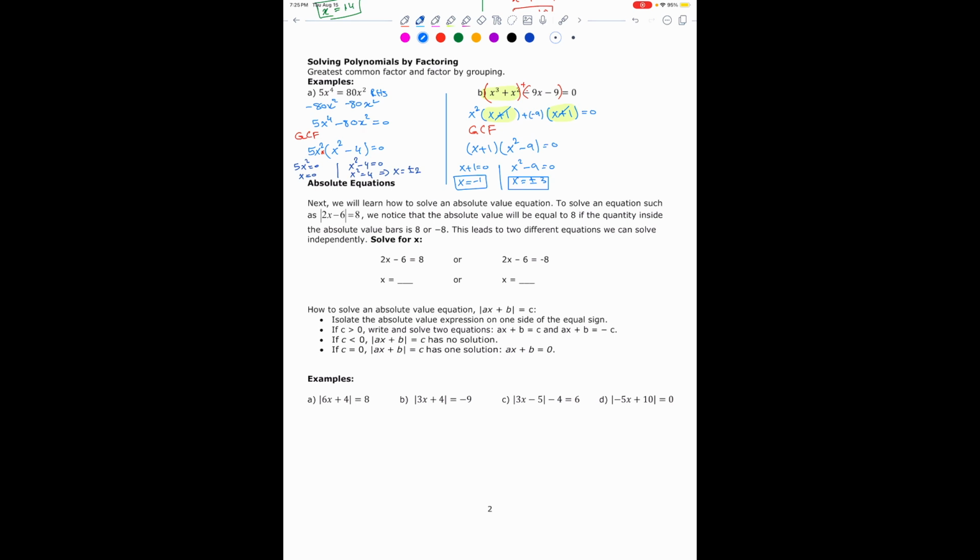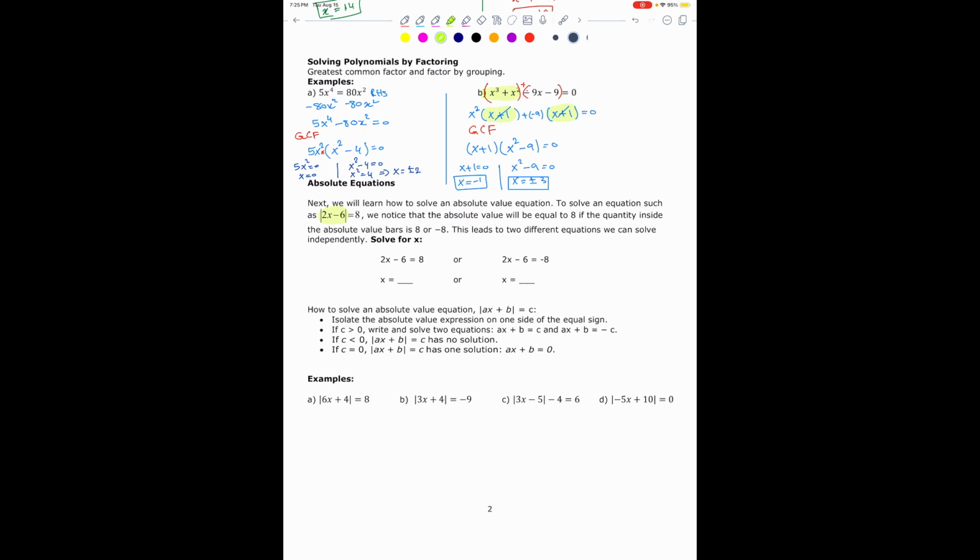To solve an equation such as the absolute value of 2x minus 6 equals 8, we notice that the absolute value will be equal to 8 if the quantity inside of the absolute value bars is either 8 or negative 8. Because we know the absolute value removes the negative sign. So that unknown quantity could be equal to 8 or negative 8. That's why this is going to lead us to two different equations that we can solve independently.